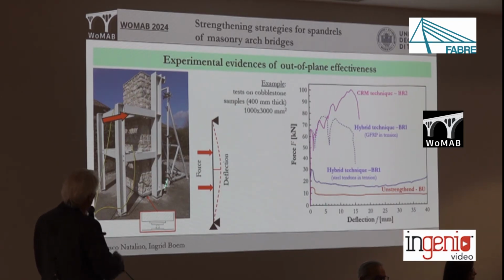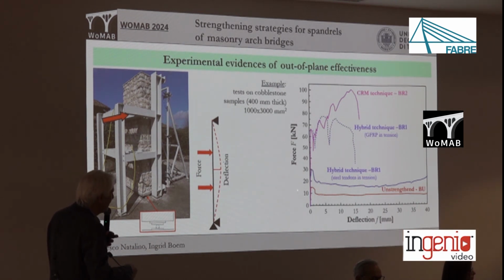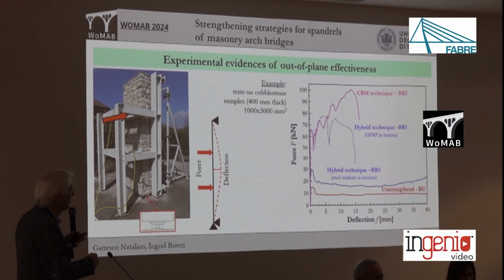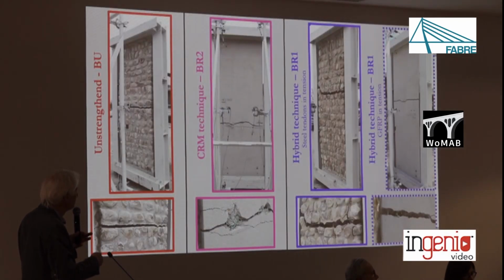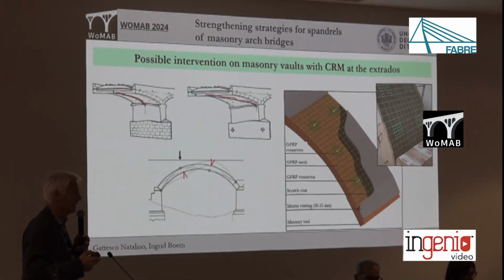This is a sample subjected to cyclic horizontal forces, and here is the result of the unstrengthened sample. This is the reinforcement with the hybrid technique, and the samples reinforced with the CRM technique. We can note a significant increase. Okay, so I will move to the last campaign of tests.